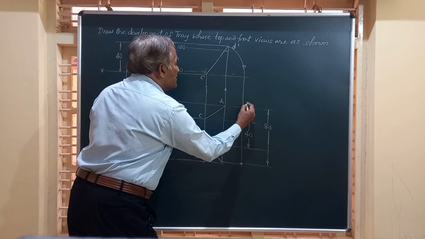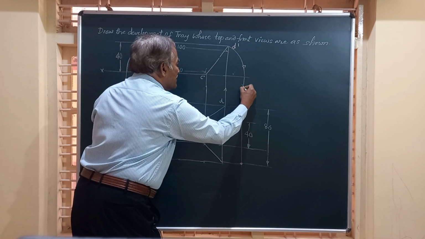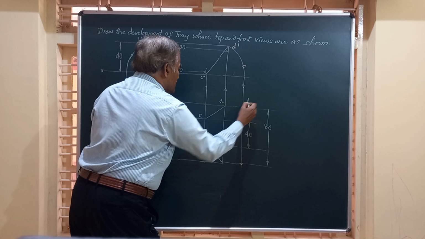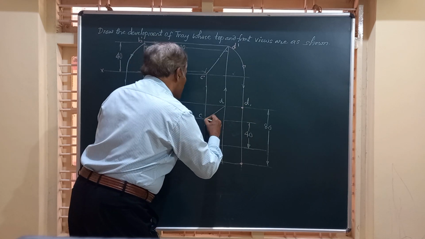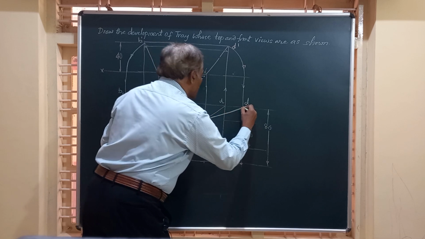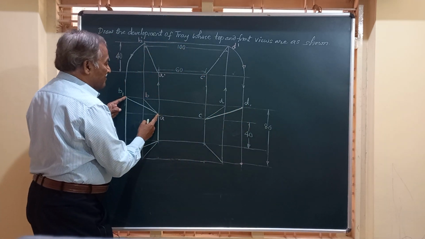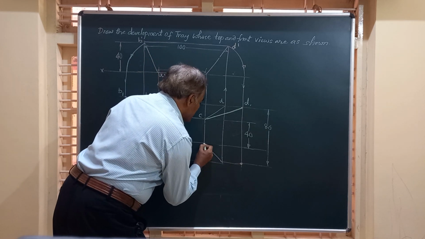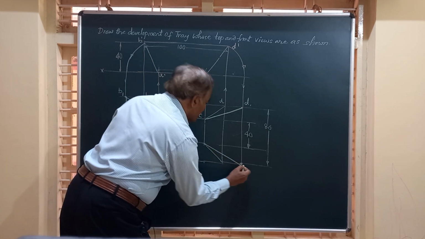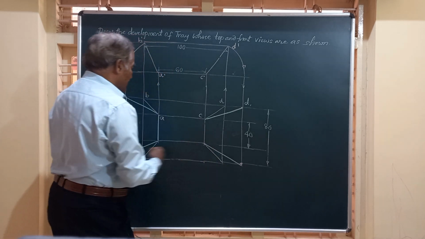CD. We'll call this point as D1. So this is D1. If I am joining C to D1, C to D1 will give you a line of dimension like this. Similarly, if I am joining this to this point, you get the other end of it.